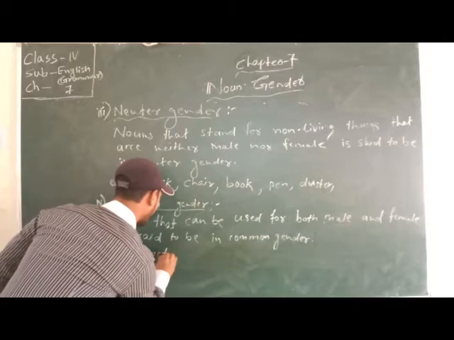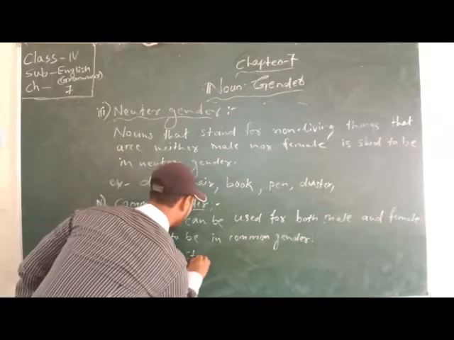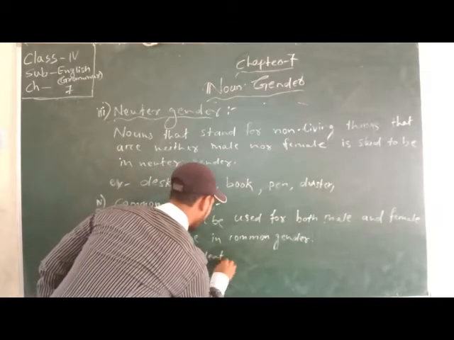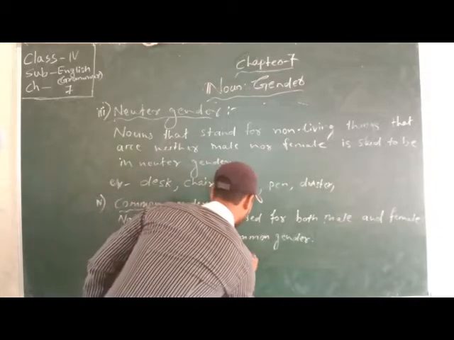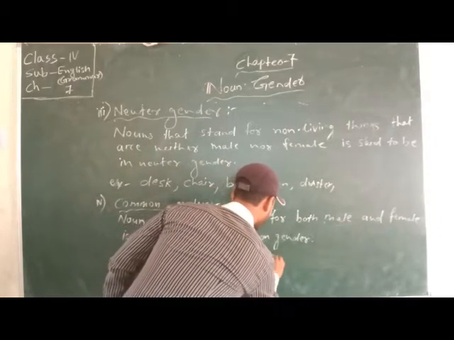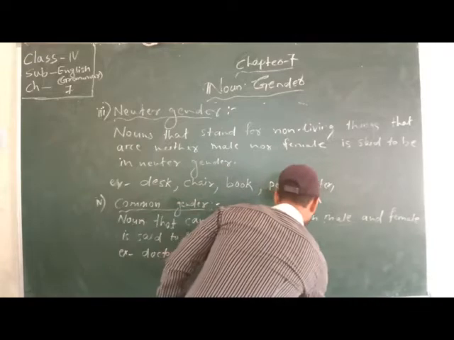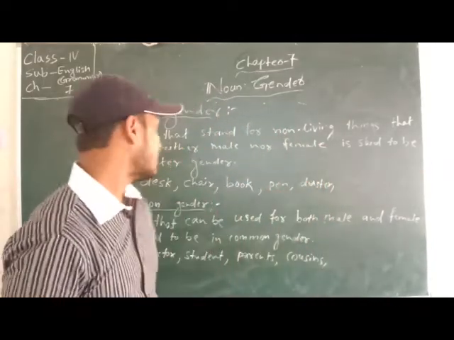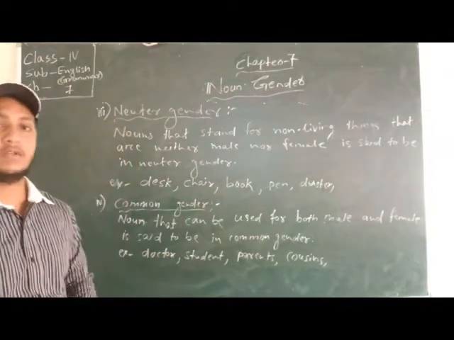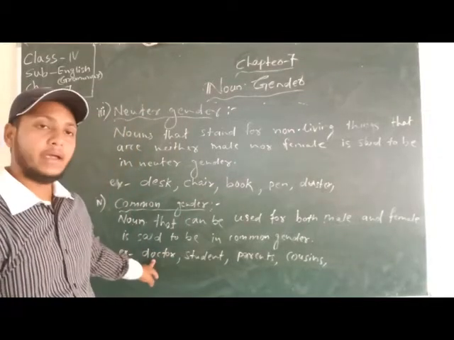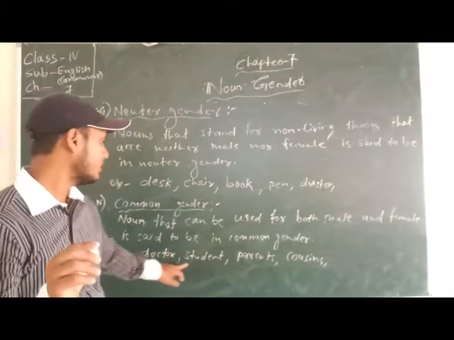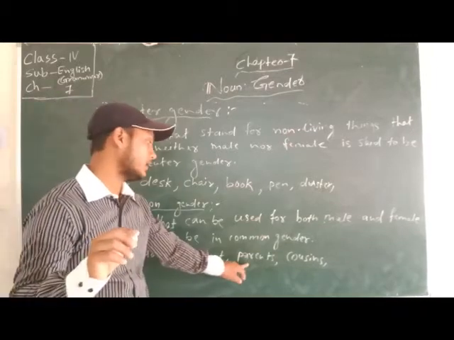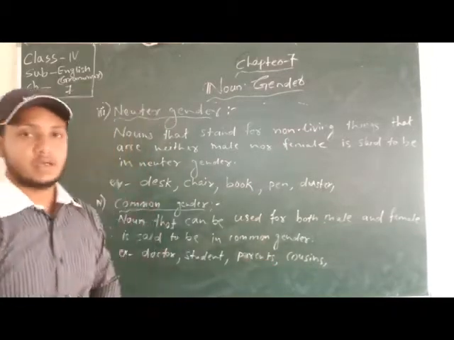Doctor, student, okay, parents, cousins. Okay, so they come under your common gender because we find both male and female in a doctor, in a student, in parents and in cousins.